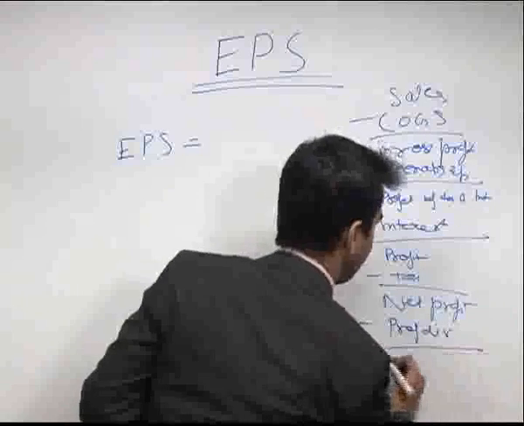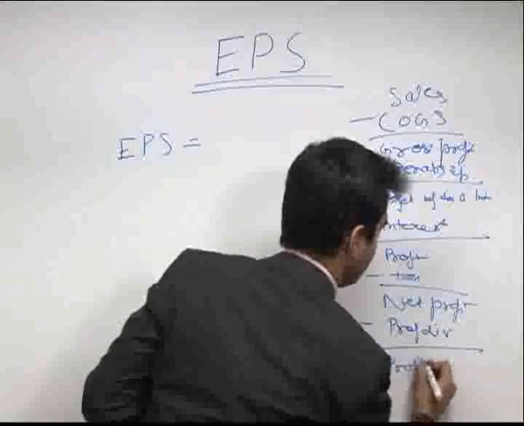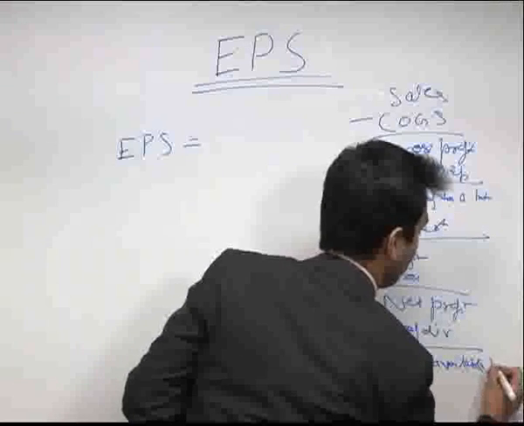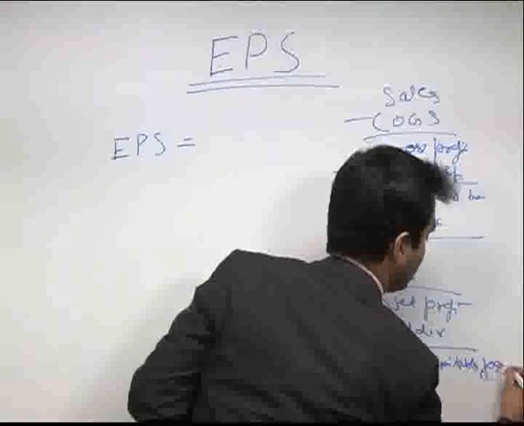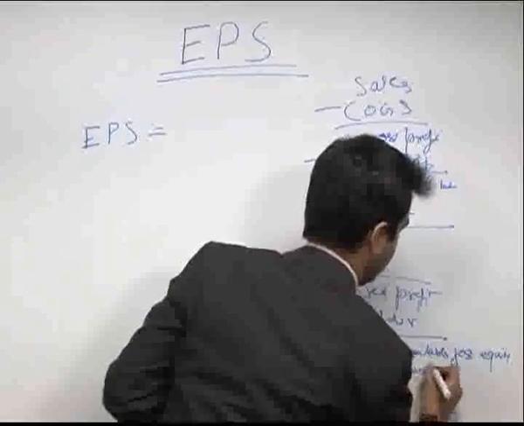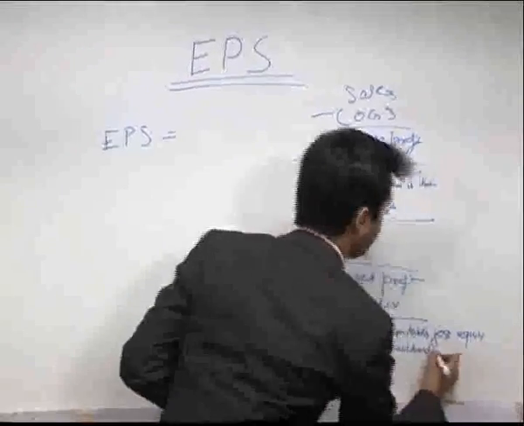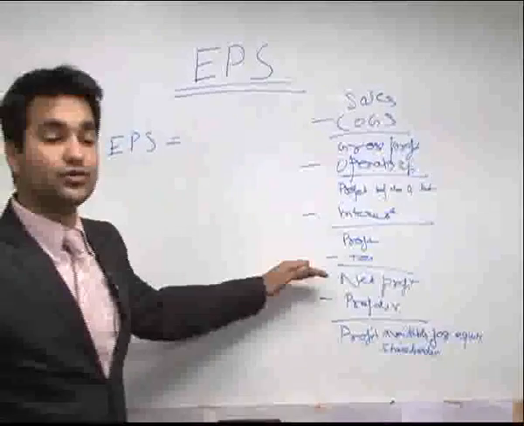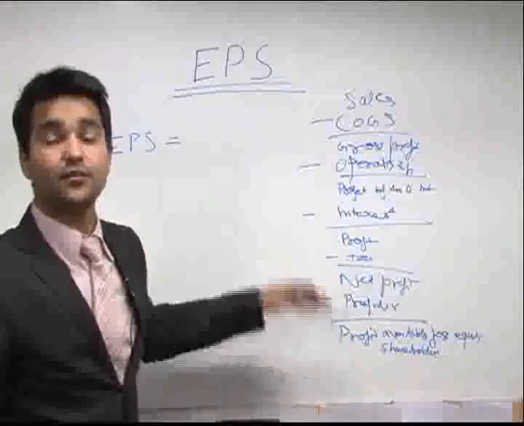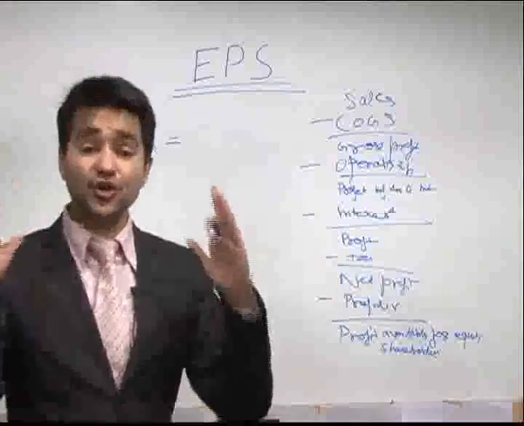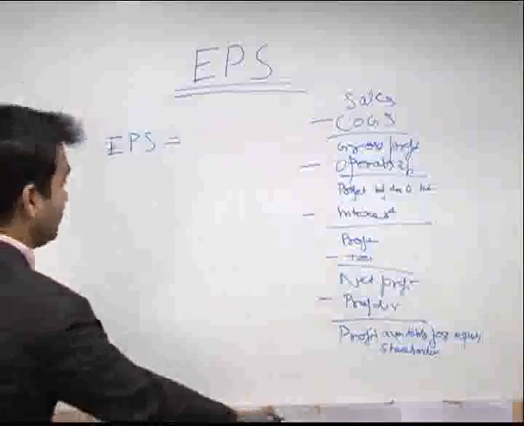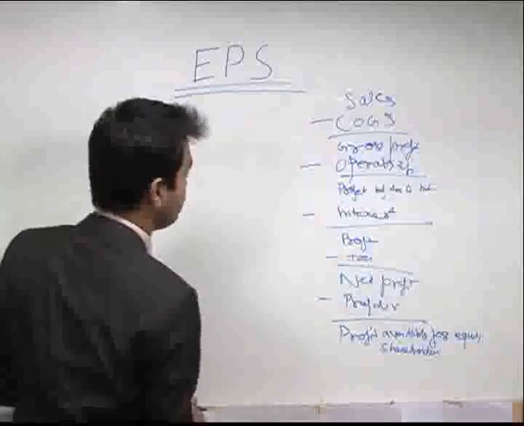and then we have the profit available for equity shareholders. So after reducing the preference dividend from net profit, we get the profit available for equity shareholders, right? You got this point, right? Can I just rub it off?